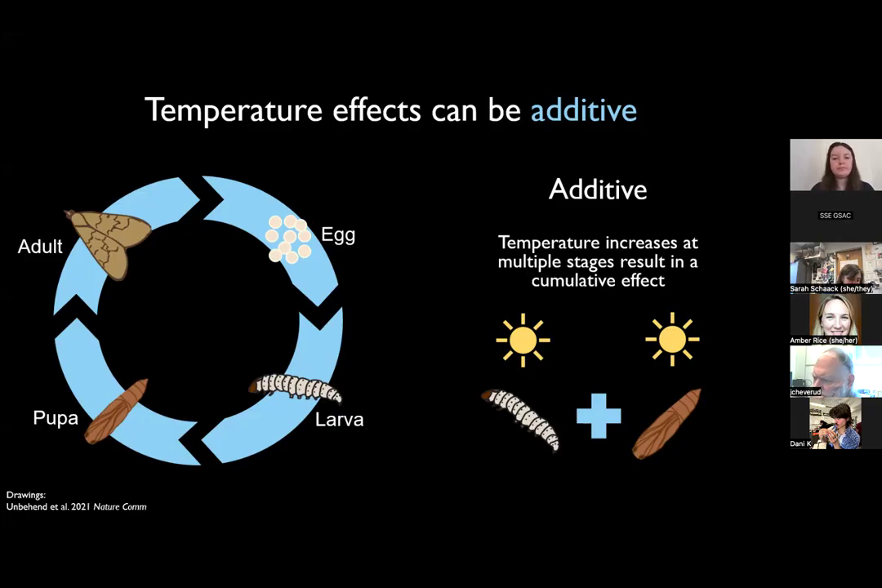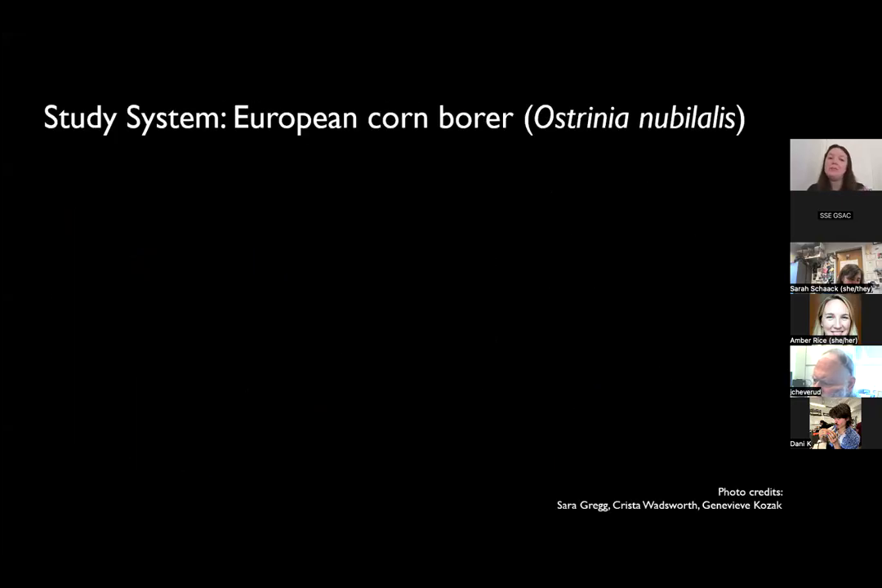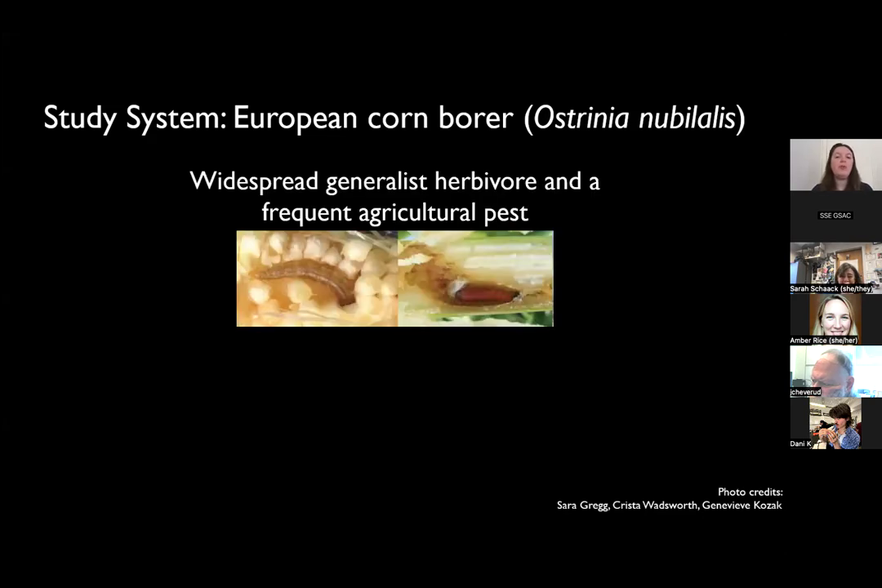And so now that we've got that, let's look at my actual study system, the European corn borer moth. So why did we choose the European corn borer? Well, they are a widespread generalist herbivore and a frequent agricultural pest. As their name suggests, they're from Europe, so they're an invasive species here in North America. And then they bore into our corn. So you can see here a larva inside a corn crop and also a pupa inside the corn crops.